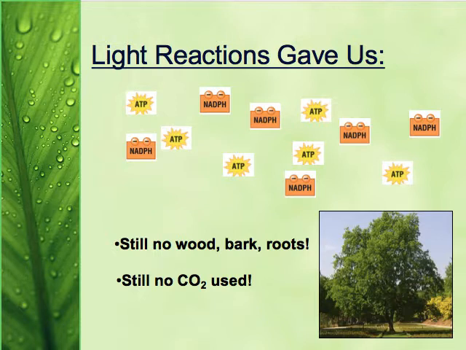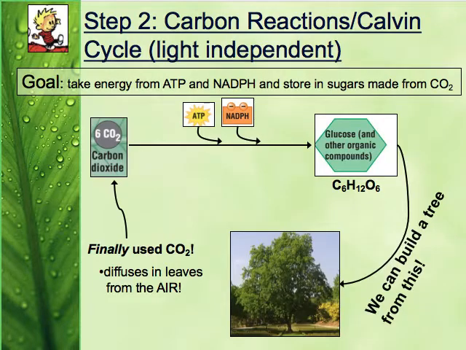But notice we still have no wood, no bark, no roots, and we still haven't used carbon dioxide. We're saying that trees are built from the carbon in carbon dioxide, and we haven't even used it yet. Let's see how that happens in our next step, which is the carbon reactions, also called the Calvin cycle.